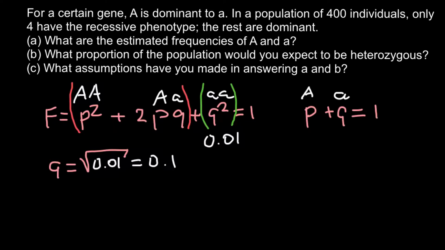So q would equal 0.1. And if we know the frequency of the q allele, the recessive allele a, which is 0.1, we can easily find the frequency of the dominant allele, which is going to be 0.9. And this is our answer to the first question. These are the frequencies of the recessive allele and dominant allele. What are the estimated frequencies of the dominant and recessive allele? Here are the frequencies. Now let's move to the second question.